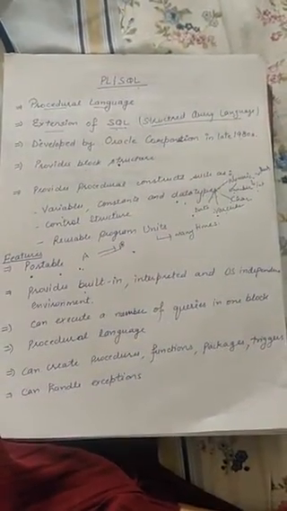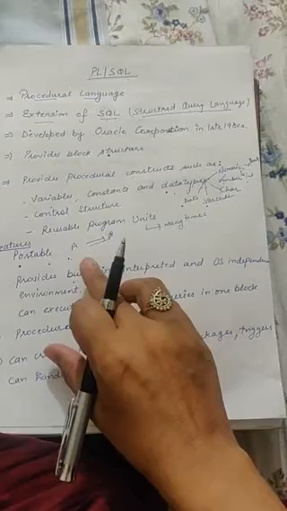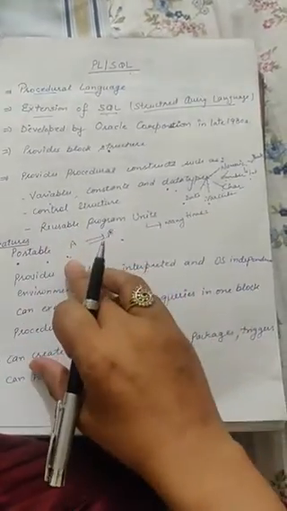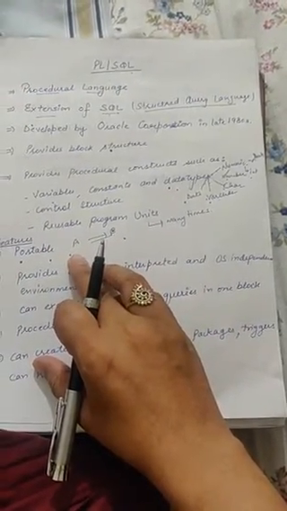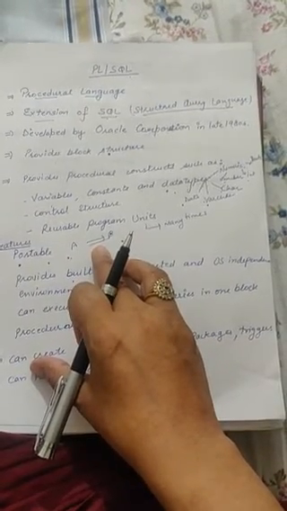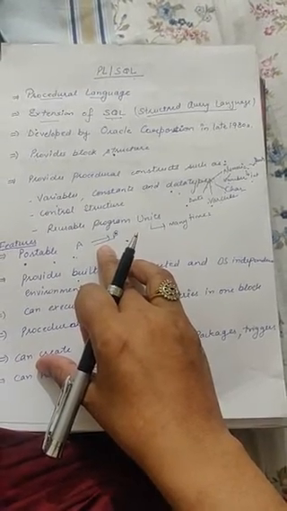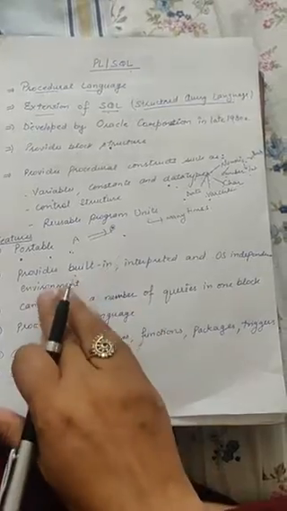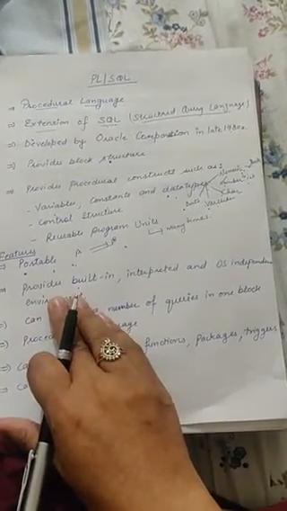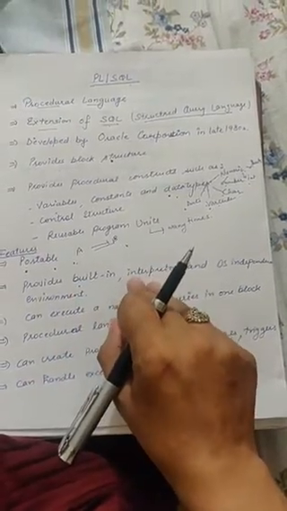Now we go through the basic features of this language. First, it is highly portable. This means if you write code on one machine, that code can be ported to another machine without changing it. So we can say that it is a high performance transaction processing language because of these features. Second, it provides built-in features, an interpreted and OS independent environment.